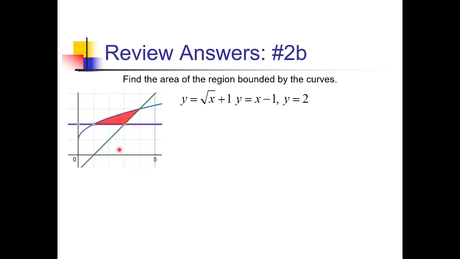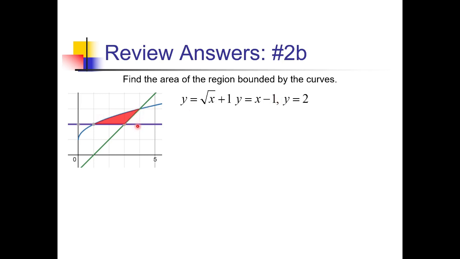And if I want to do this using integration with respect to x, going left to right, you'll notice that we're going to be changing our bottom function right here at 3. So we would actually need two integrals, one with this square root of x plus 1 minus 2, and another with square root of x plus 1 minus x minus 1, because of that change in bottom function.